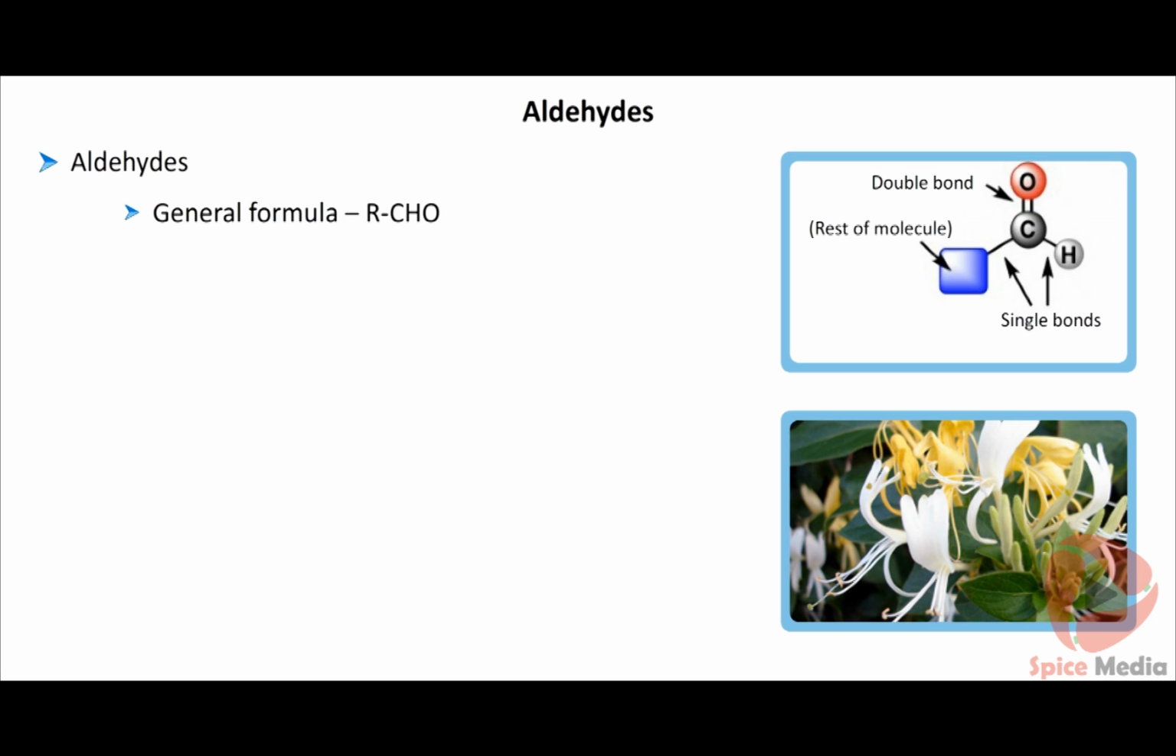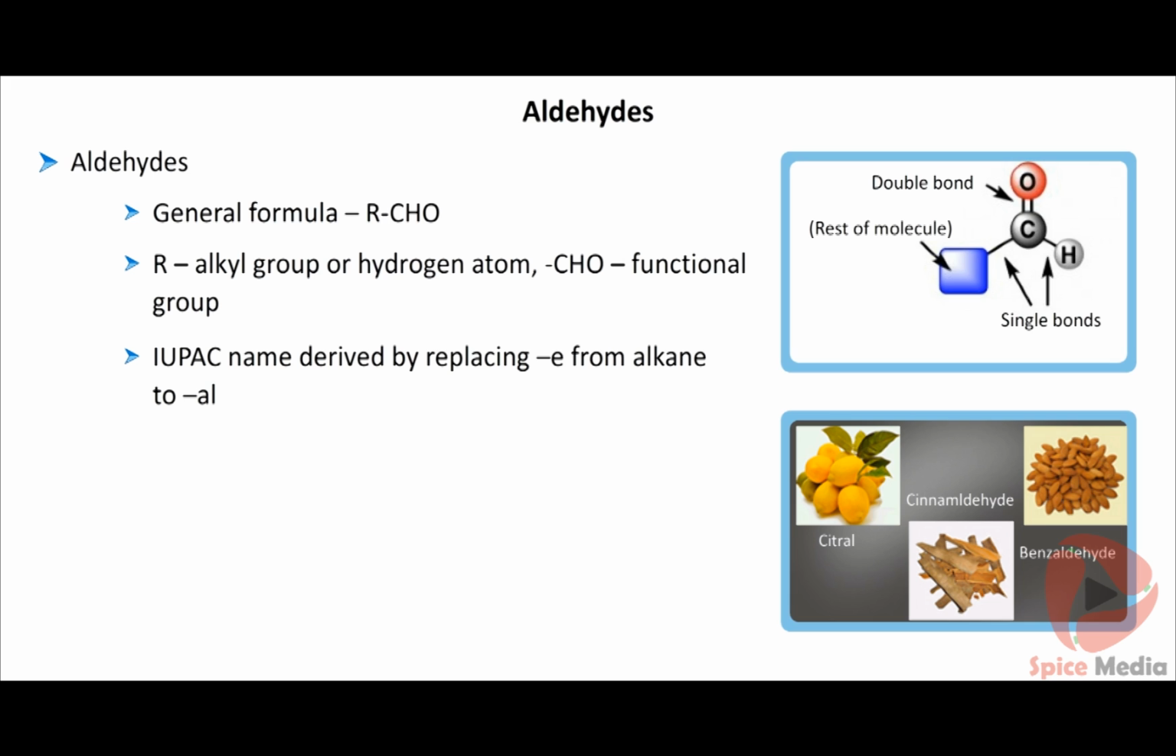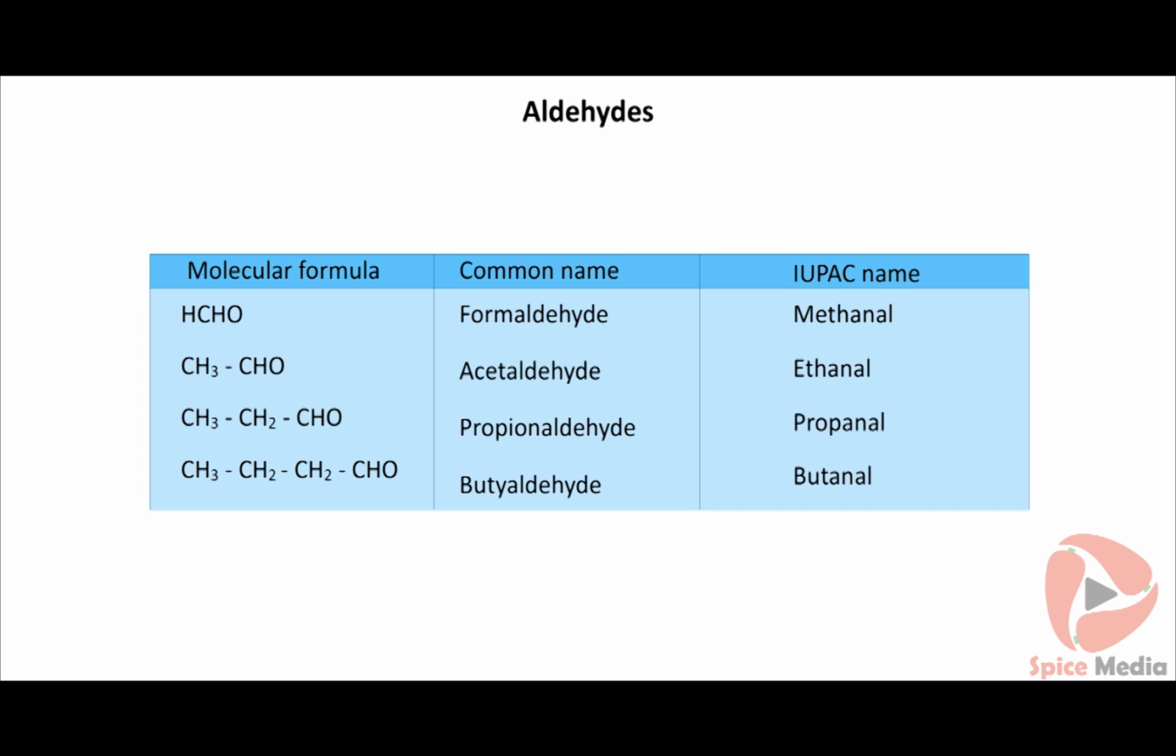Aldehydes. The general formula of aldehydes is RCHO, where R is an alkyl group or hydrogen atom and CHO is the functional group. Aldehydes are carbon compounds containing CHO group attached to alkyl group or hydrogen atom. The IUPAC name of aldehyde is derived by replacing E in the word alkane by the suffix AL, hence we get the name alkanal. Some examples of aldehydes are given in the table.